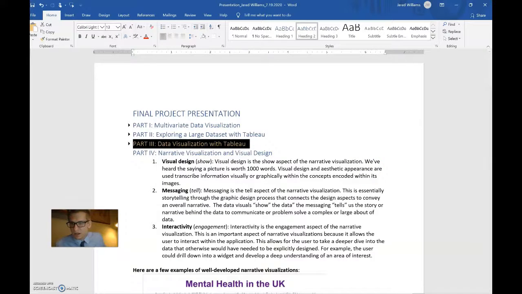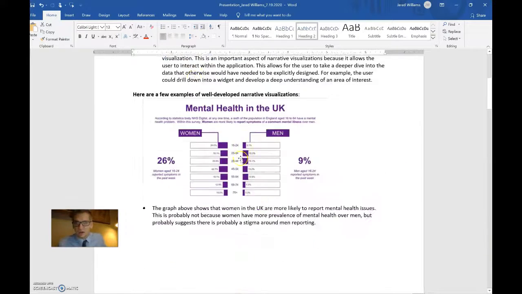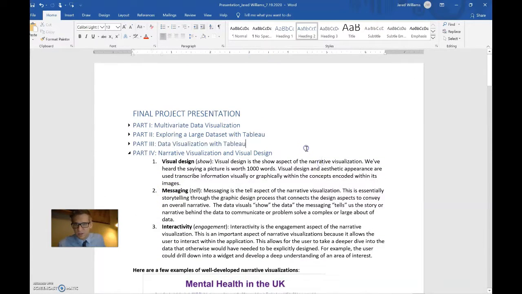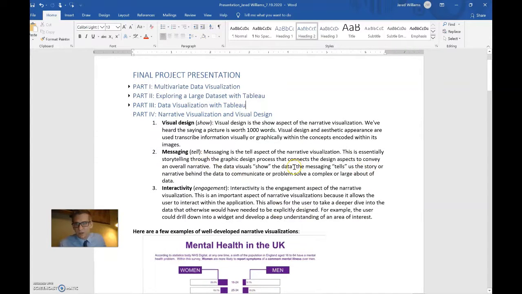All right, so this is the last section. I'll go through it quickly. I took a while going through my visualizations, but now, talking about narrative visualization: the show, tell, and engagement. Show, as you can guess, is the visual aspect of the design, saying a picture's worth 1,000 words. But then, what are those words saying? That's when we look for the messaging in the narrative visualization to tell the story. How are the images working together to tell the story of the data?